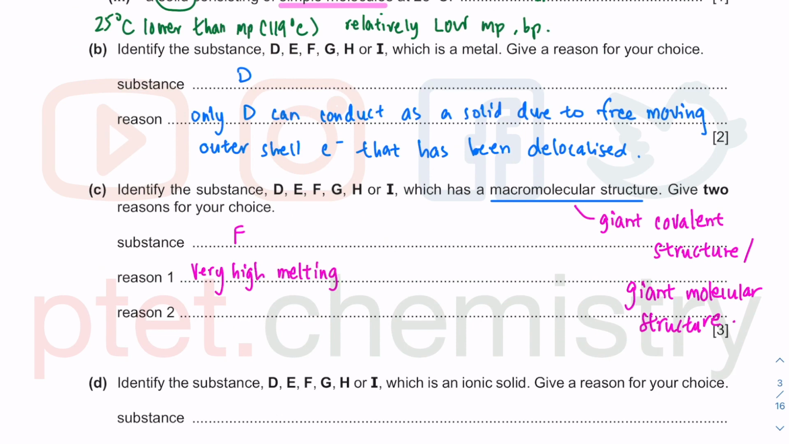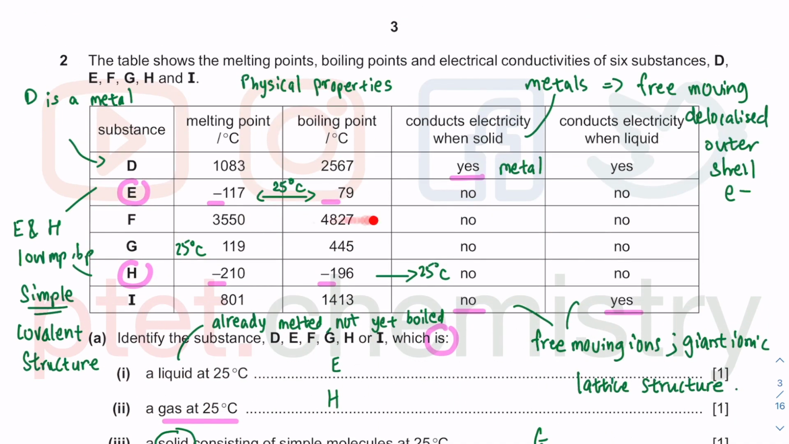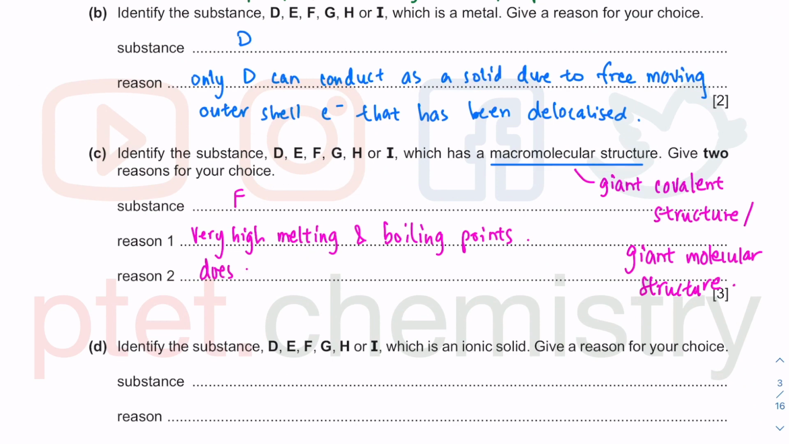They didn't ask for the exact reason. They asked for properties from the table, but the reason is basically you need to break many strong covalent bonds in this giant covalent structure. Reason number two, based on the table, looking at F, it does not conduct electricity when solid, it does not conduct when liquid. It's definitely not ionic, due to no free moving electrons. So definitely not an ionic compound, definitely not a giant metallic structure there.